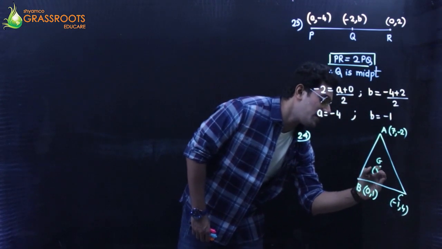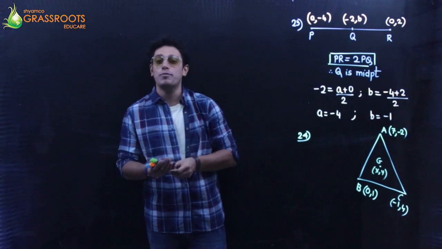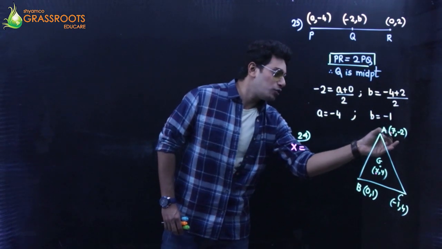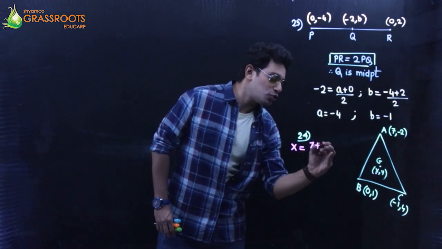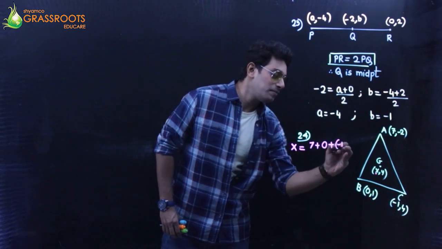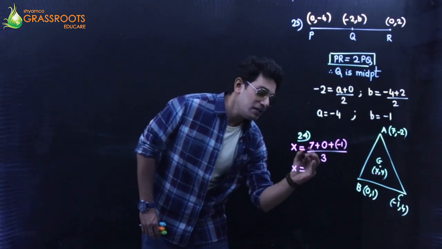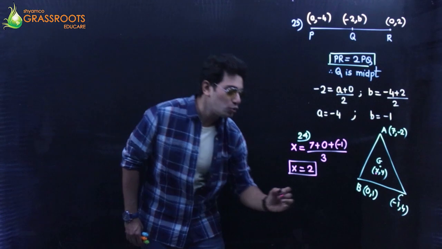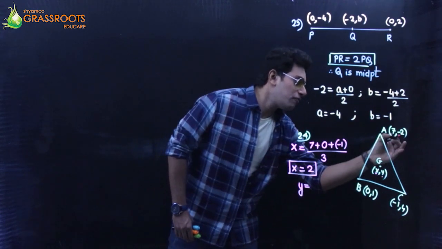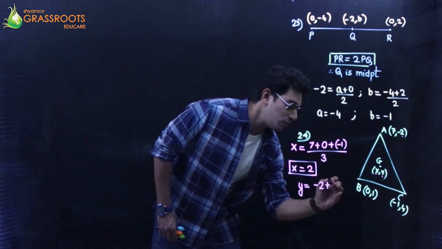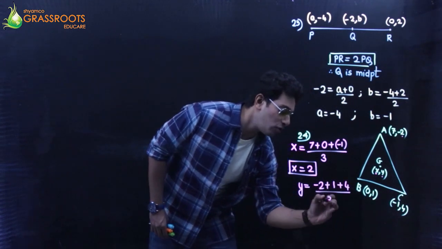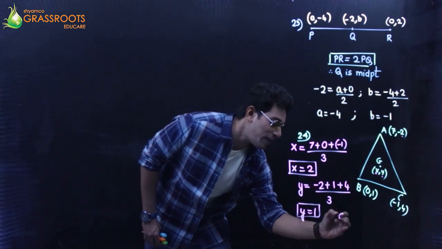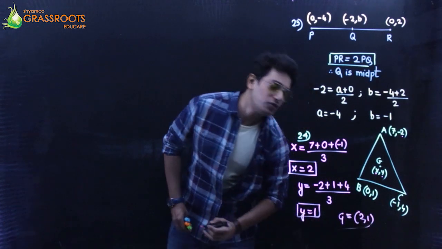Let the centroid be G, x comma y. We have a direct formula on centroid. X, always start from the center. X is equal to x1 plus x2 plus x3 upon 3. That's 7 minus 1, 6 upon 3, 2. Also, y is equal to y1 plus y2 plus y3 upon 3. 5 minus 2 is 3 upon 3, y is equal to 1. So my coordinates of the centroid are 2, 1.